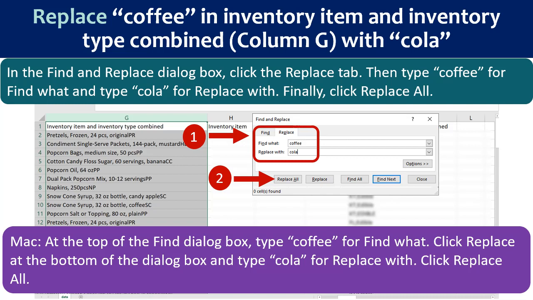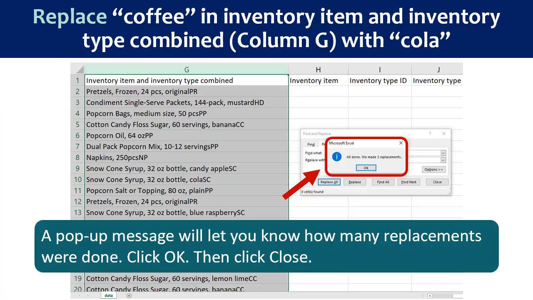Finally, click Replace All. Now for Mac users. At the top of the Find dialog box, type coffee for Find What. Click Replace at the bottom of the dialog box and type cola for Replace With. Click Replace All. A pop-up message will let you know how many replacements were done. Click OK, then click Close.